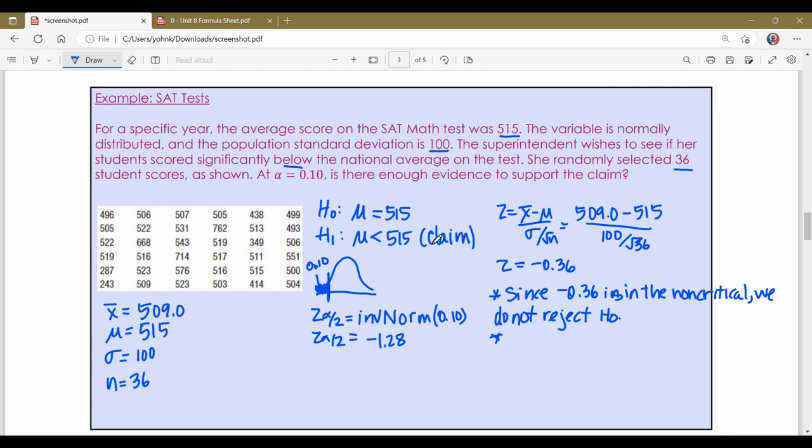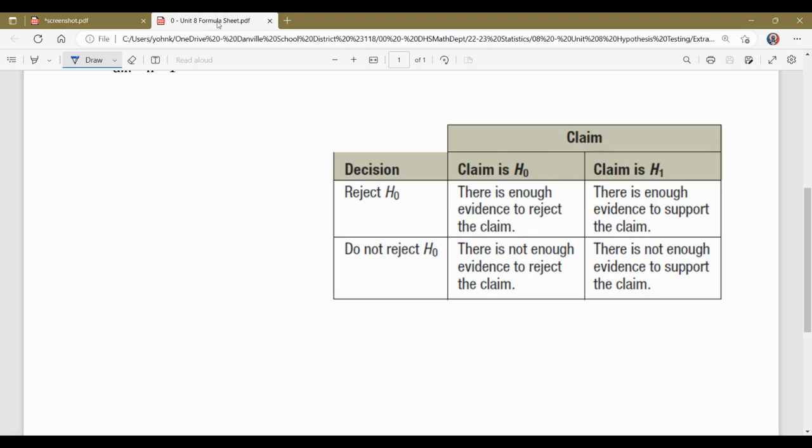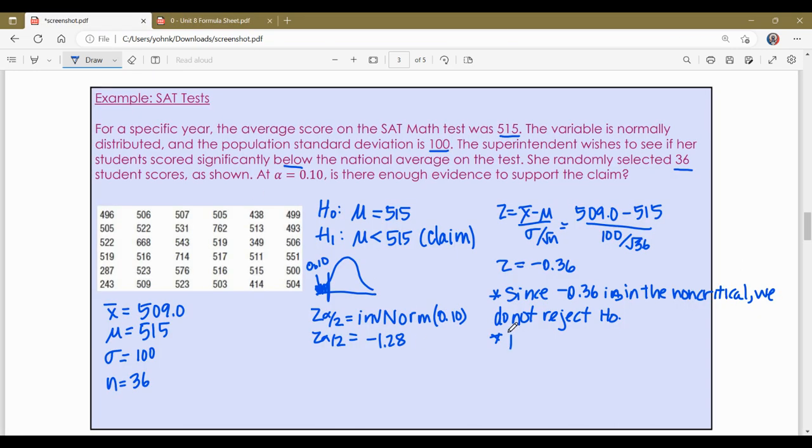We can also look on the table. Our claim is the alternative and we are not rejecting. So the claim is the alternative and we are not rejecting. There is not enough evidence to support the claim.